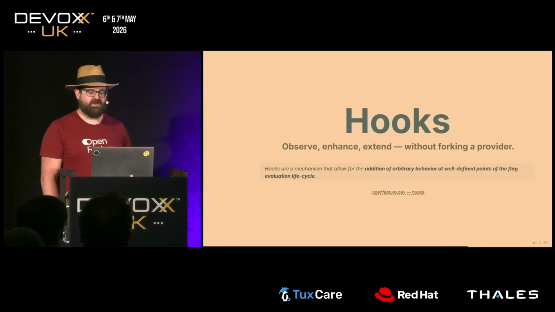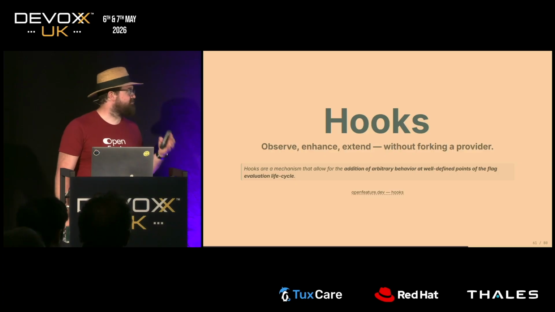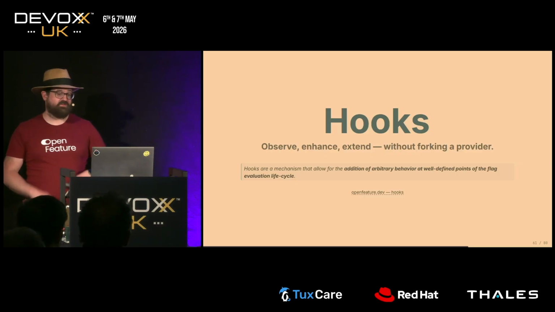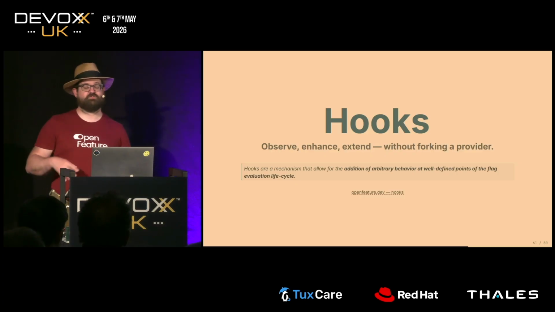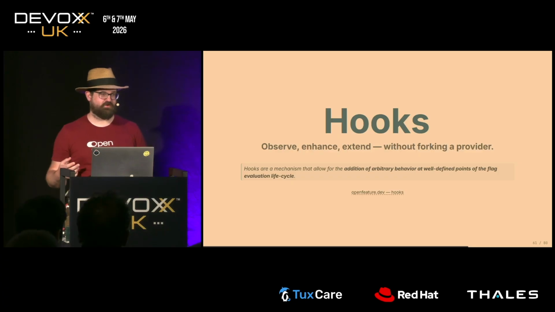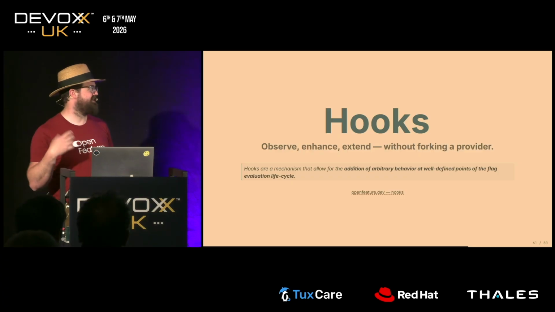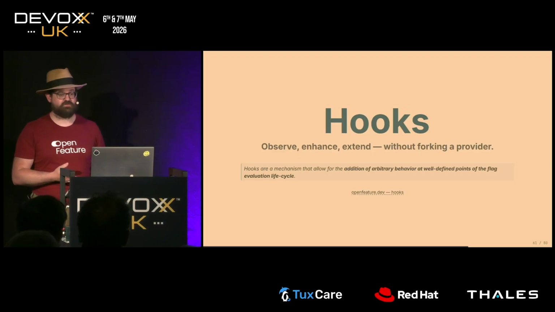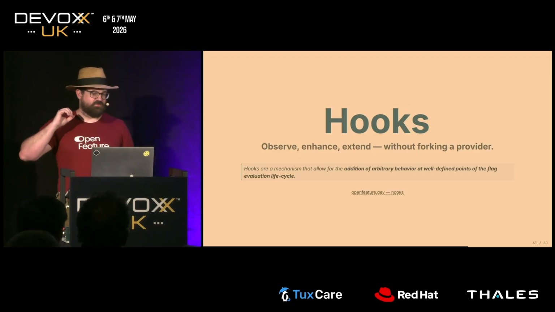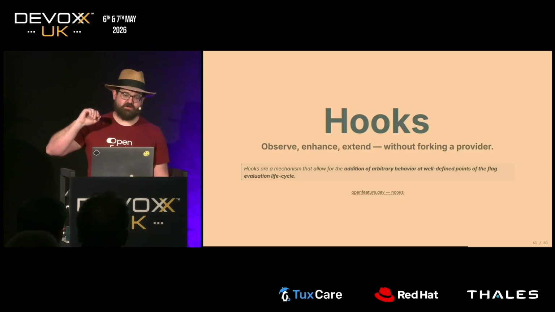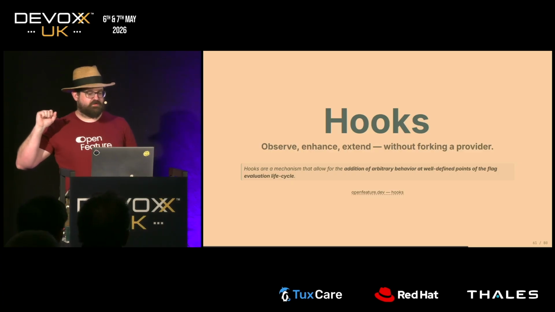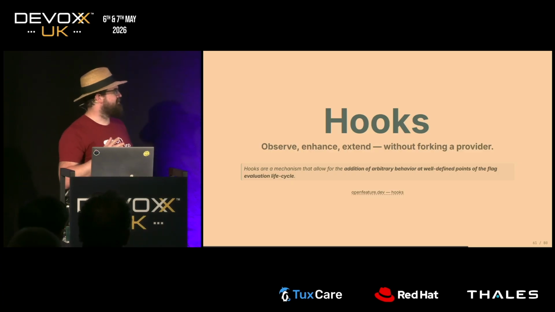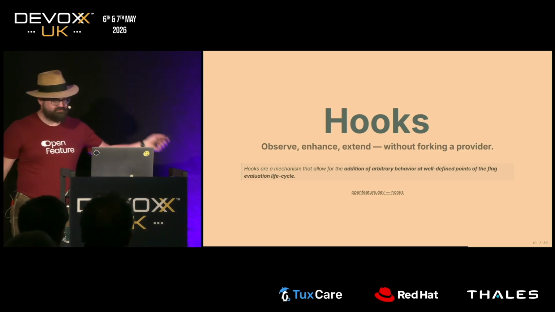So the hooks actually allow you to observe, enhance, and extend an existing provider without forking it. That's also an important part. So usually when you use any kind of provider and you want to have further functionality, you can use hooks for that. They allow you the addition of arbitrary behavior at well-defined points of the feature flag evaluation lifecycle.